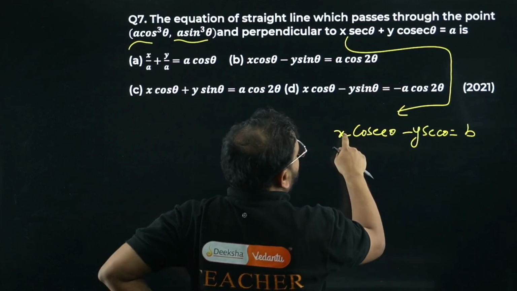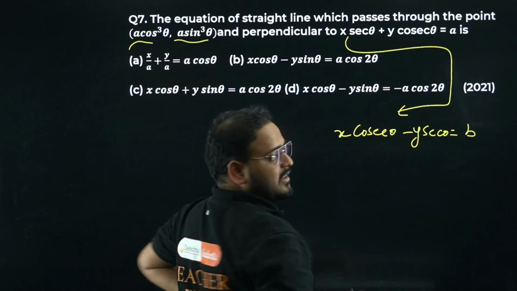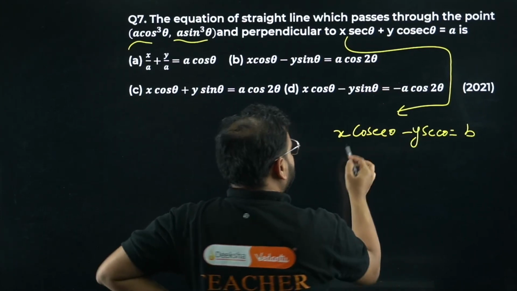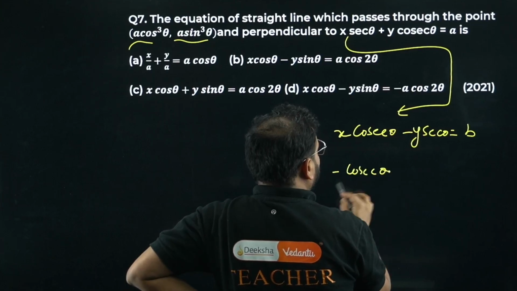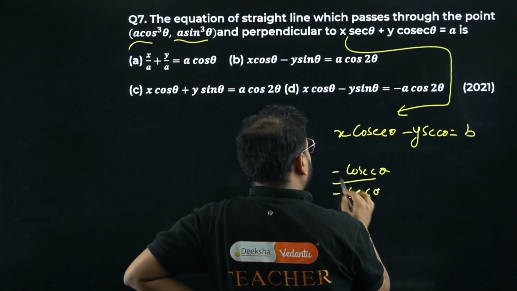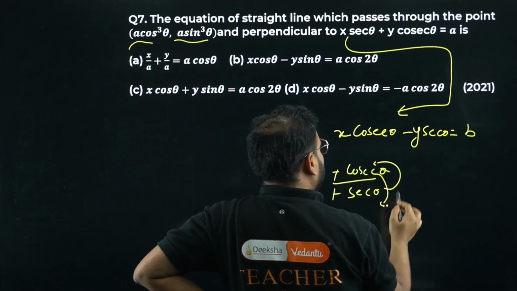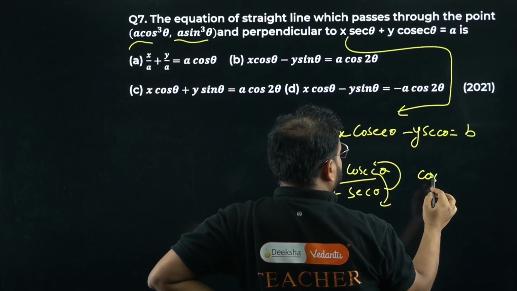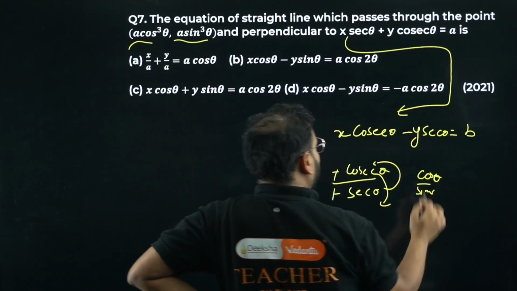What is the slope here? Minus cosec by minus sec. It will become cot only, no? Please check here. Minus cosec theta upon minus sec theta. What do you have? This will go up, this will come down as sine. We will have cos by sine. What is that? Cot theta.